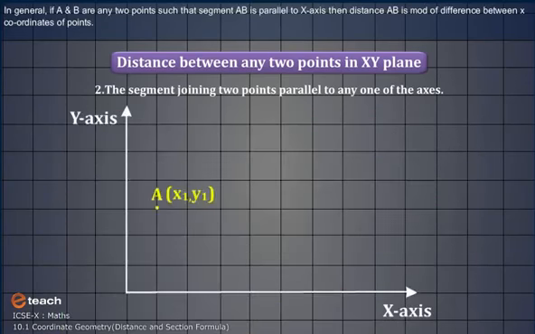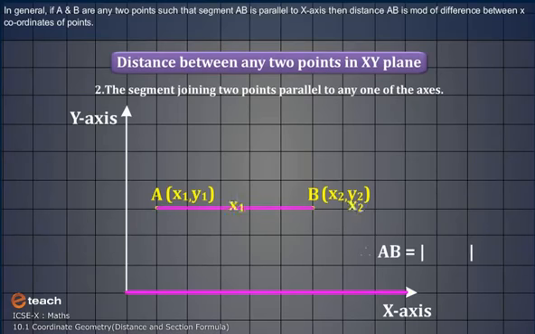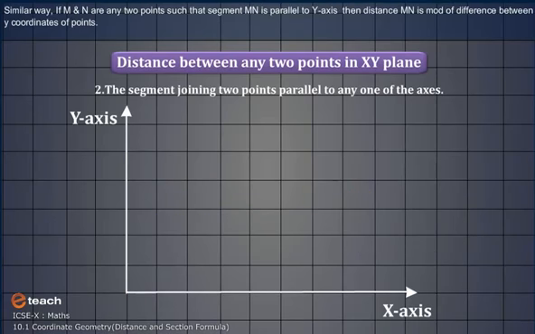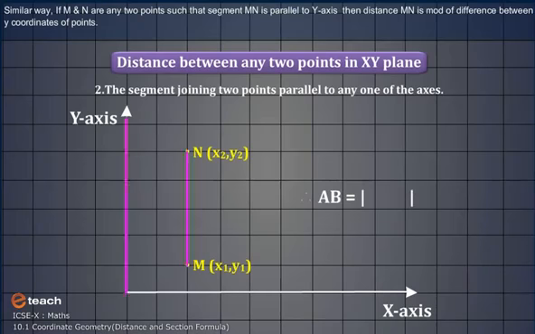In general, if A and B are any 2 points such that segment AB is parallel to x-axis, then distance AB is mod of difference between x-coordinates of the points. In similar way, if M and N are any 2 points such that segment MN is parallel to y-axis, then distance MN is mod of difference between y-coordinates of the points.